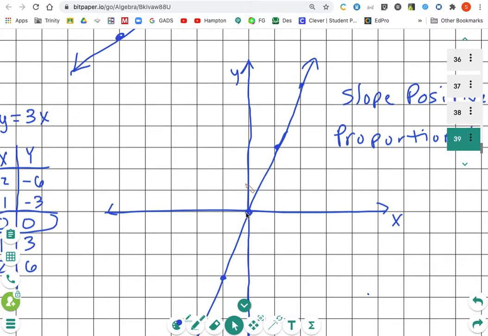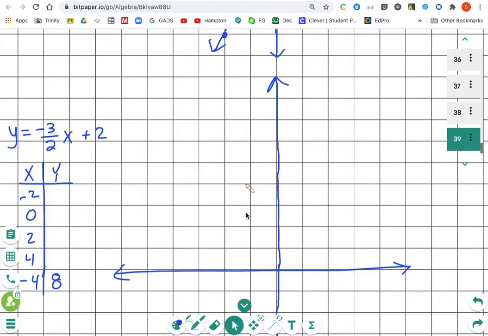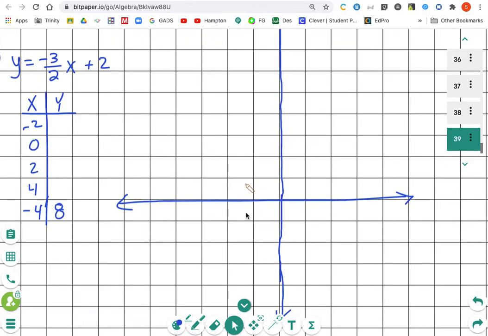Okay, let's take a look at equation number 4. We're going to substitute in our -2, and we will get 5. Substitute in our 0, and we will get 2. Substitute in our 2, and we will get -1. Substitute in our 4, and we will get -4. And of course, we want 5 ordered pairs, so we'll substitute in a -4, looking at the pattern of inputs that we chose, and we'll get our 8.